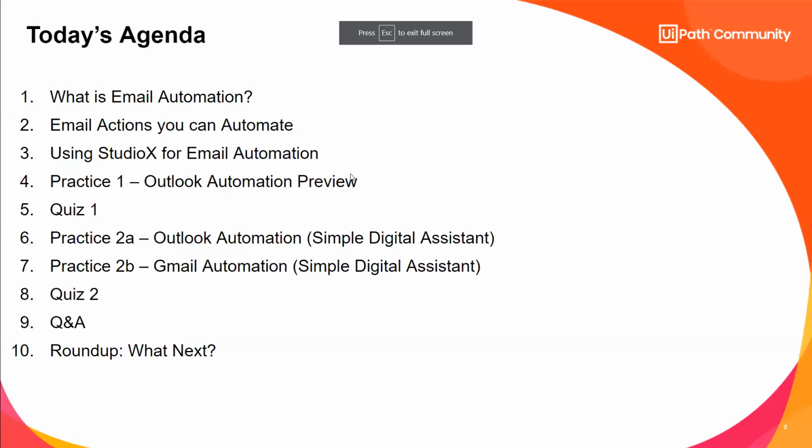So we're going to start with what email automation is, then we'll look at a few email actions that we can automate, and then we'll go straight to Studio and do a short preview of Outlook automation, and then we'll do a quiz, and from our quiz, we'll move on to how we can build a simple digital assistant. First, for those of us who use Outlook on our PCs, we'll look at how we can use Outlook to do that first. And then for those who use Gmail, how we can connect to Gmail and also do that.